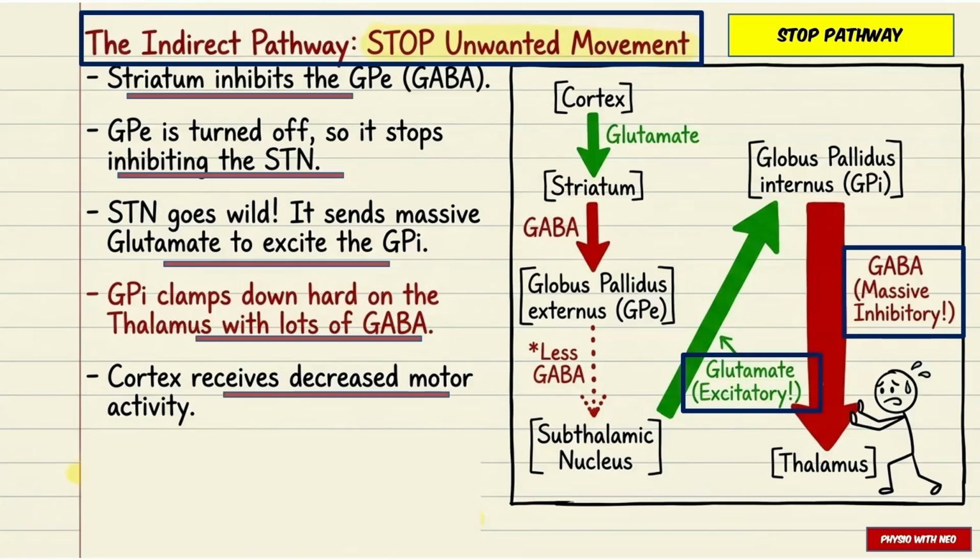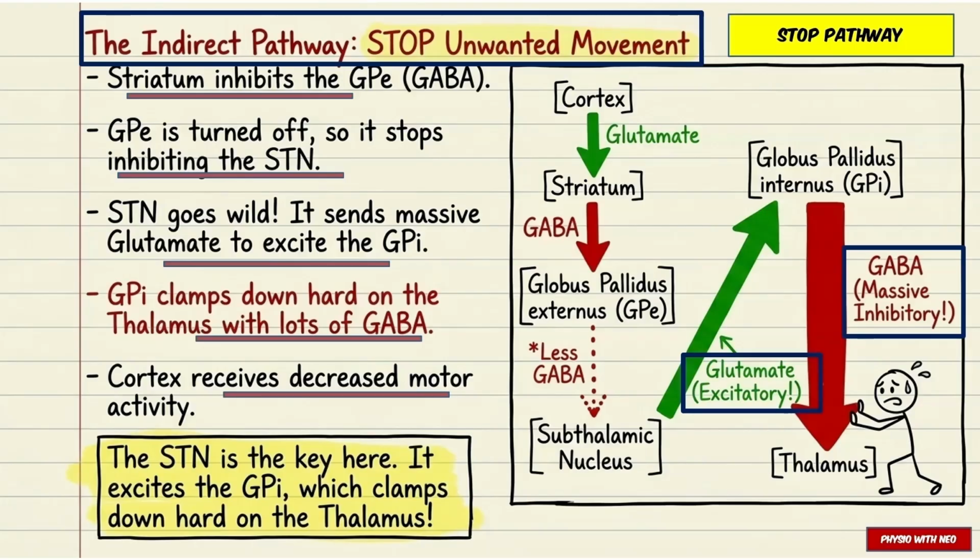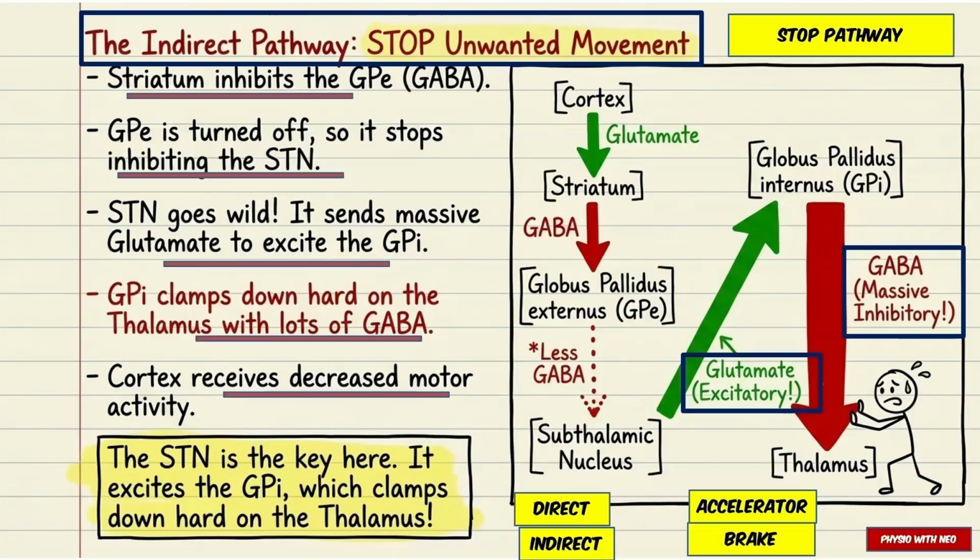So one pathway acts like an accelerator, the other acts like a brake. Remember, the subthalamic nucleus is the key here. It excites the globus pallidus interna, which clamps down hard on the thalamus. Imagine driving a car. So direct pathway acts like an accelerator, whereas indirect pathway acts like a brake. Normal movement occurs only when both work together.